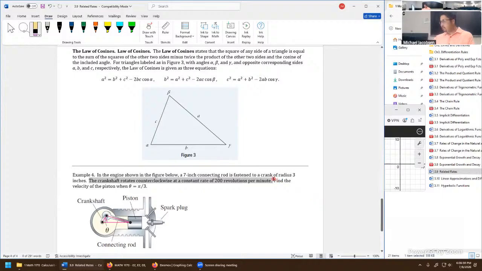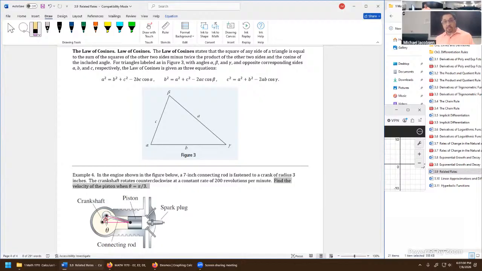It says, find the velocity of the piston. So how fast is it moving and in what direction when theta is pi over 3. And theta is that internal angle right there. If it were pi over 2, that would be a 90-degree angle. And we can really just redo all the work we did on the last problem. It's not people moving from one spot to the other, but there's lots of similar elements.